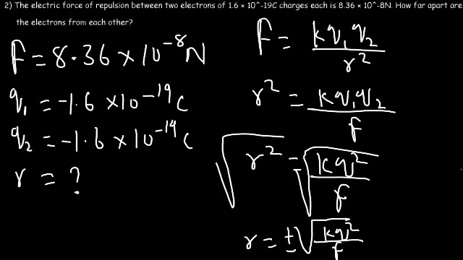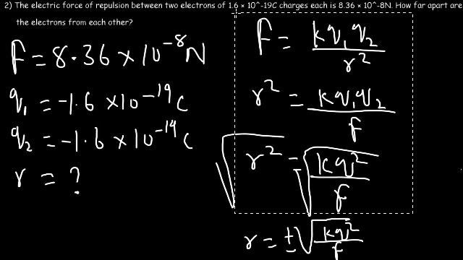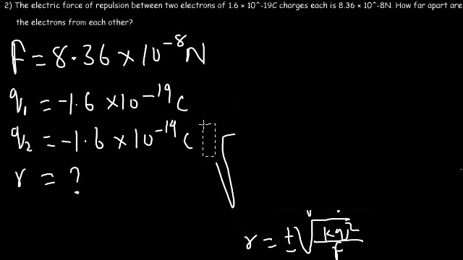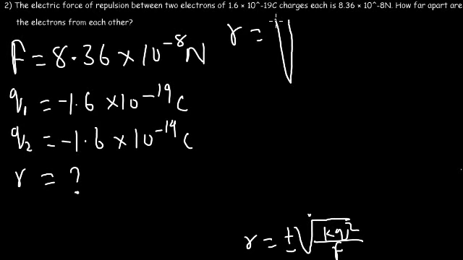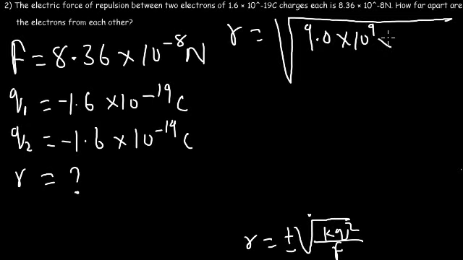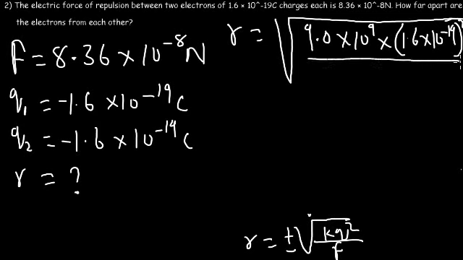Now let's begin the substitution. I have to have enough space. So finally, the value of R will now be equals to the square root of 9.0, which is the value of K, times 10 to the power of 9, then multiply by the square of the charges, 1.6 times 10 to the power of negative 19 coulombs. So all squared, all divided by the force, that's 8.36 times 10 to the power of negative 8.